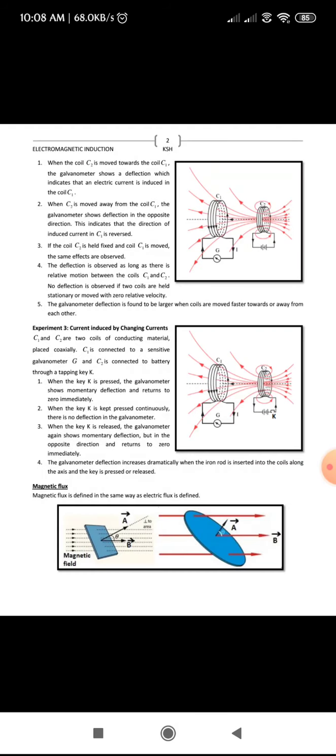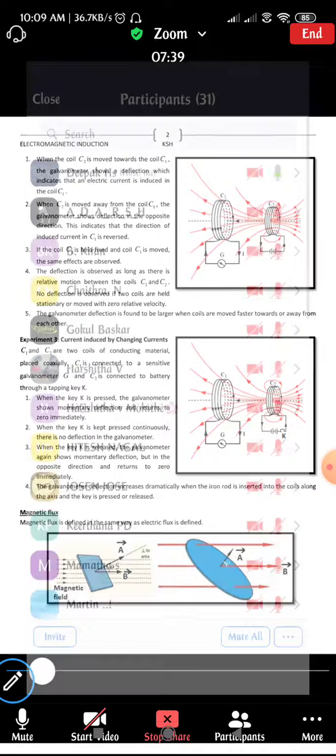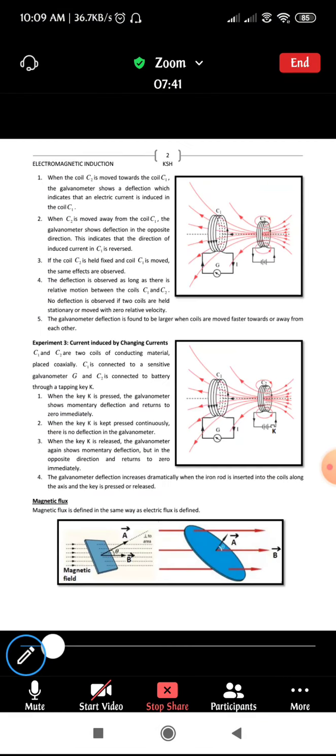Since the coil C2 has a current, since it has been connected to a battery, and C1 has not been connected to any battery, there is no current, but you are inducing a current in the coil C1 due to change in magnetic flux linked with the coil C1. Okay, so that is regarding the second experiment.